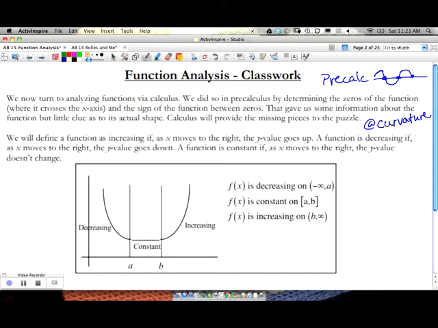Is it going up? Is it going down? Is it bending in? Is it bending out? Is it flat? Is it vertical? All those kinds of things. So let's start out with the very basic.